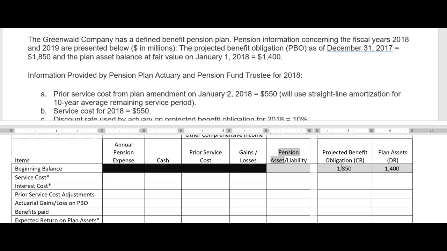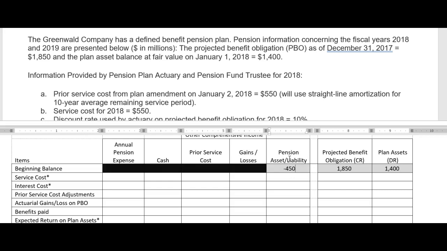Now, in this case, we do not have that situation. Notice our plan assets are 14, whereas our PBO is 1850. That means we're beginning this problem in sort of an underfunded situation. You're like, whoa, what does that mean? That means we're currently underfunded. So I want to put in there that we're underfunded by 450. That means that our plan assets are 450 less than our PBO. So if we were to report this on our balance sheet, we would actually report a liability there.